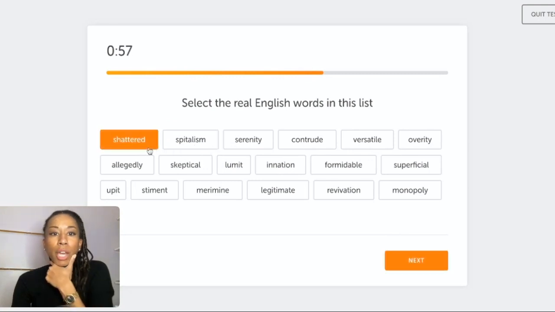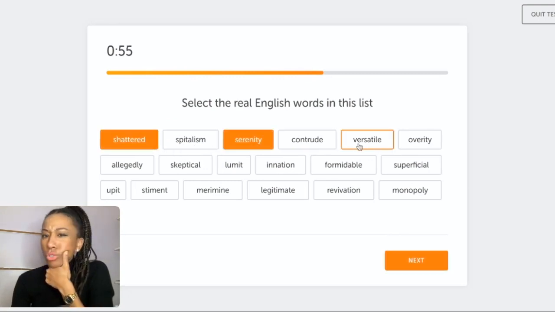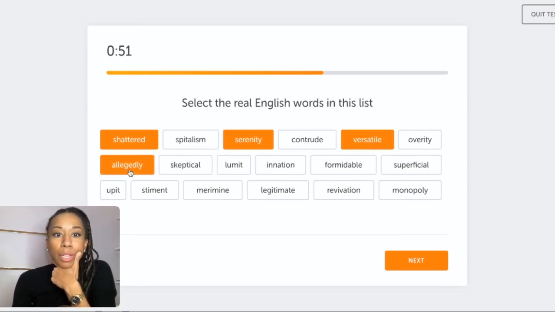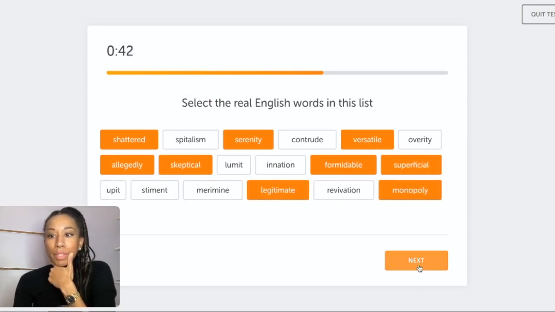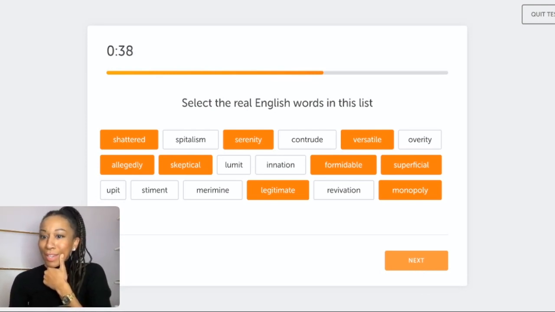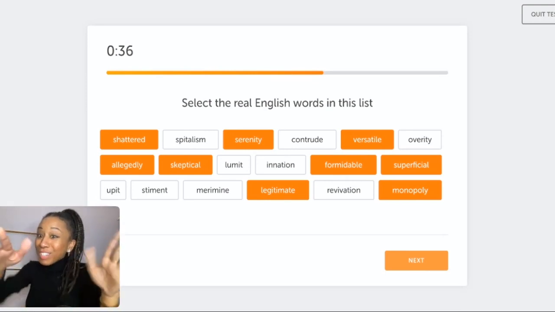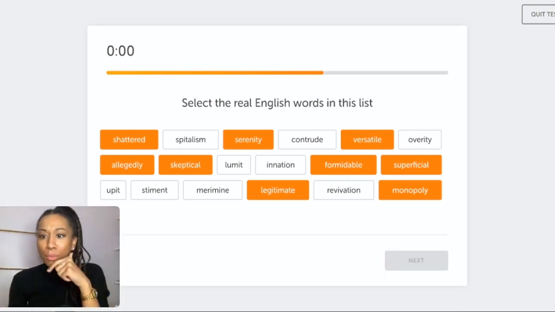Select the real words. Shattered, serenity, contrude. It sounds real, but I've never heard it before. Versatile, allegedly, skeptical, formidable, superficial, fake, legitimate, and monopoly. Some of these are a little tricky. They're really, really like contrude. I don't know. It sounds real, but I haven't heard it before.